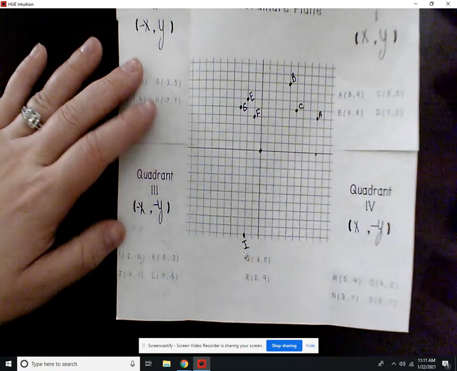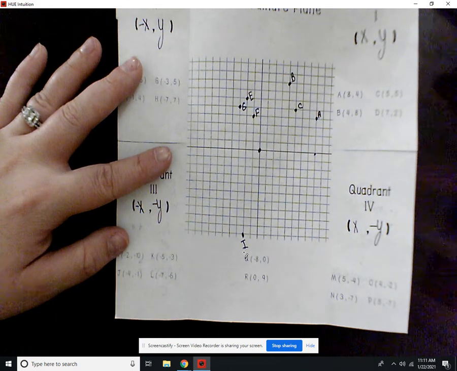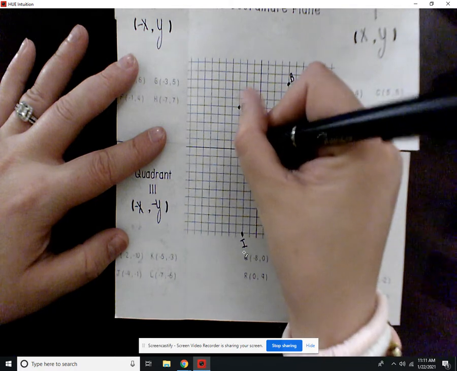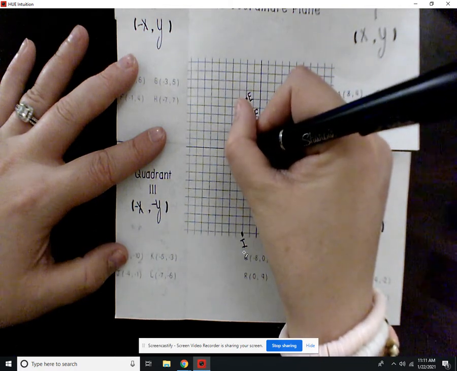So letter I. Letter J is negative 4, negative 1. So start from the center, over negative 4 spaces. 1, 2, 3, 4, down negative 1 space.